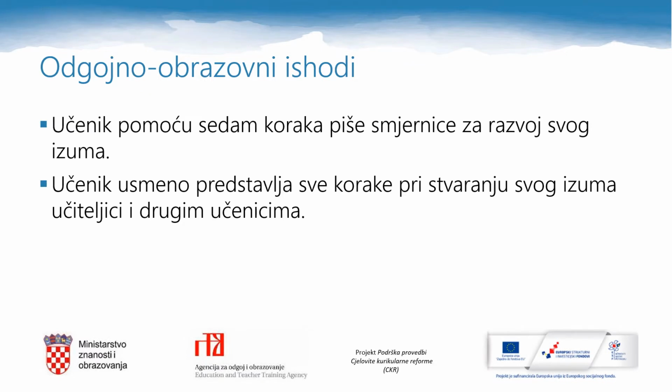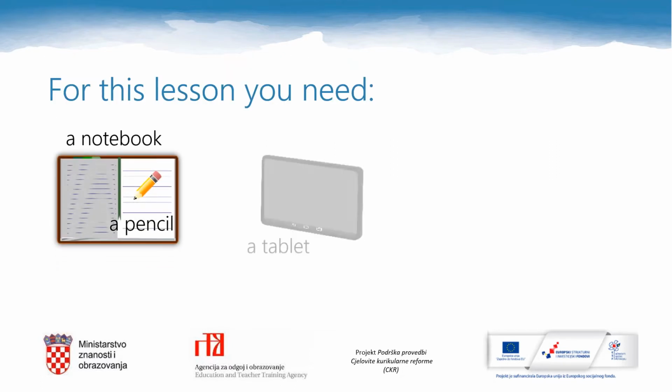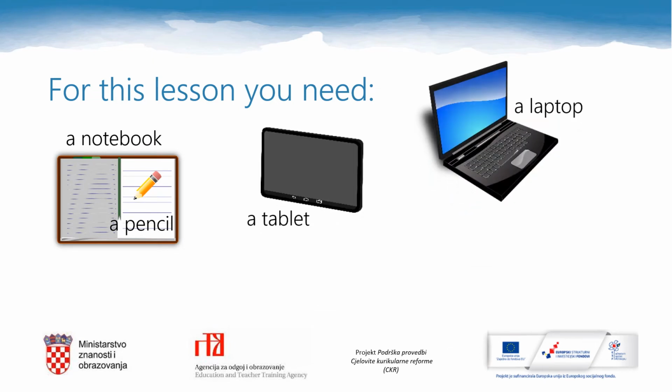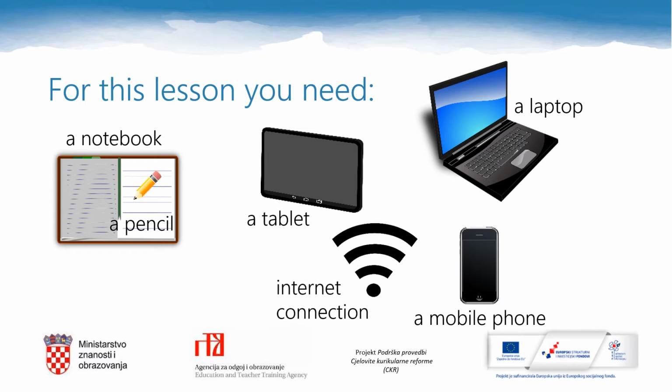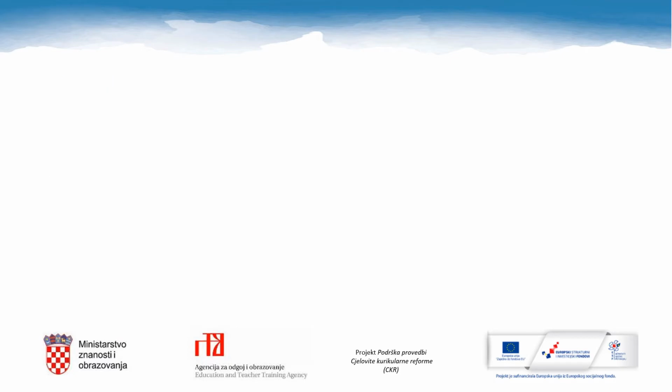By the end of this lesson, you will be able to write about the 7 problem-solving steps that will bring your invention to life. You will also be able to present your problem-solving steps to your teacher and your classmates. For this lesson, you need a pencil and a notebook, a tablet or a laptop or a mobile phone with internet connection and a QR code scanner. Keep in mind that you can pause this video lesson anytime you need in order to do your tasks. Are you ready for some new tasks?